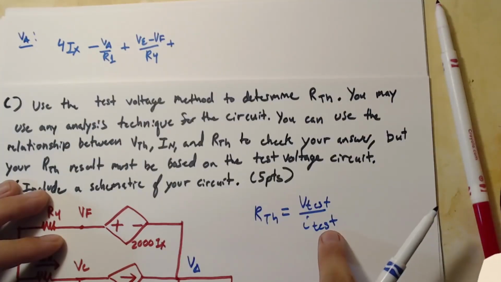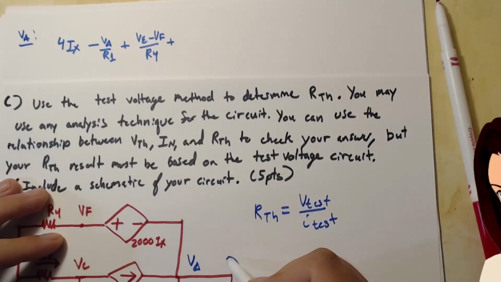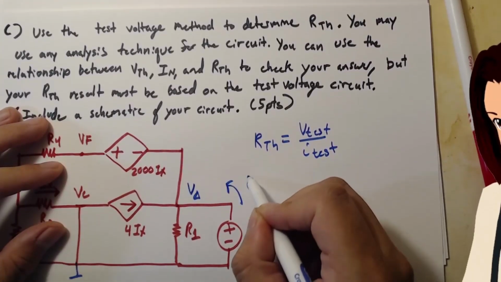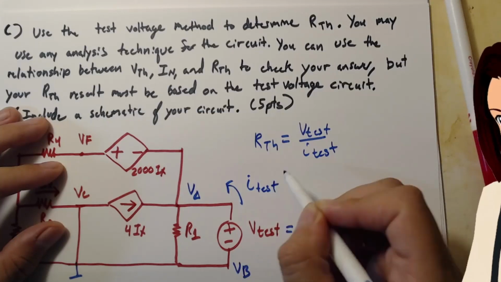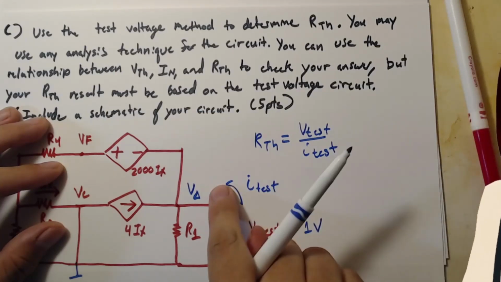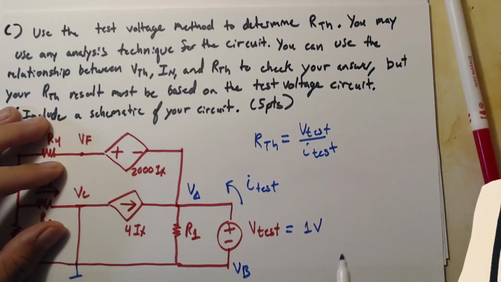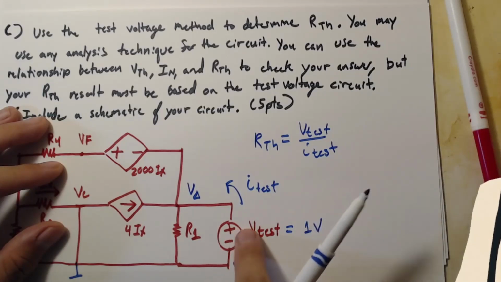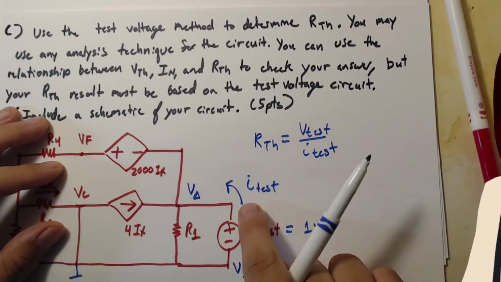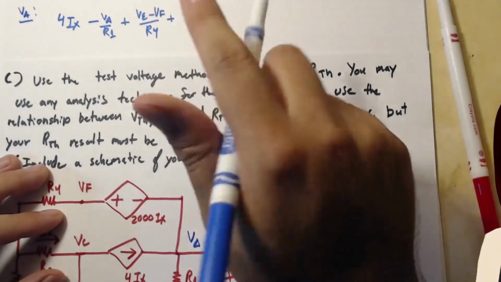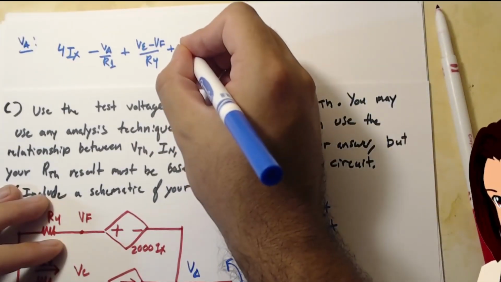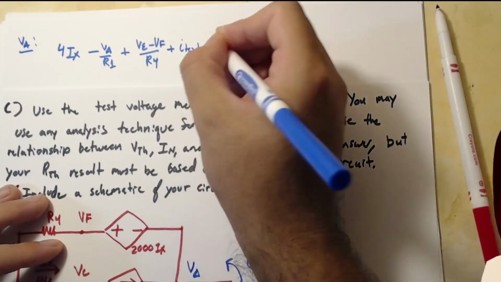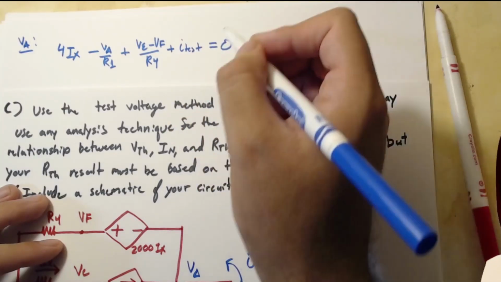So for I test, we're going to say this. I test is going this way. The reason why we're doing that is because of passive sign convention. The current is coming out of the battery, so we're going to assume it's going in. So I'm going to put a plus, plus I test. That's all equal to 0.